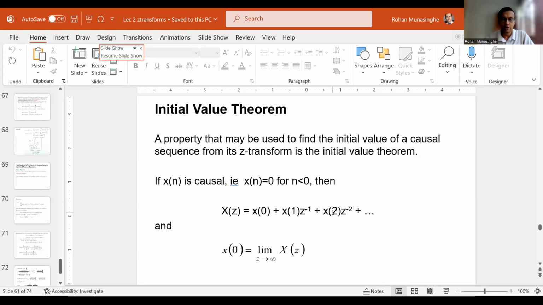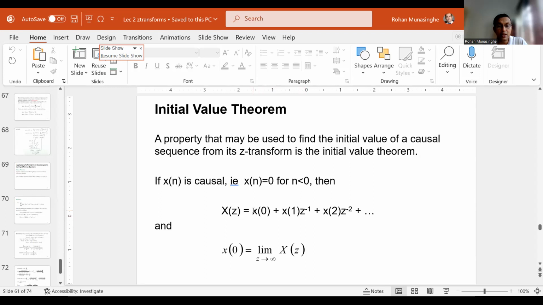It's not time domain, but you can see time samples are already embedded in the z-transform. So if you take the limit, okay, if you take the limit of the z-transform as z goes to infinity, okay, and all these z to the minus terms, they reach 0, leaving only x0, right, on the right hand side.